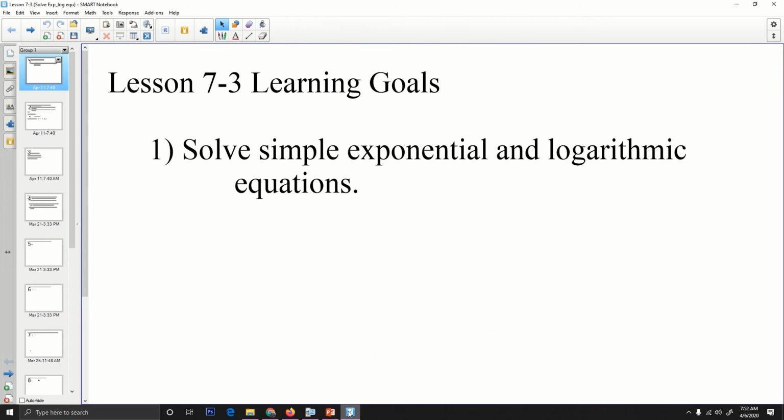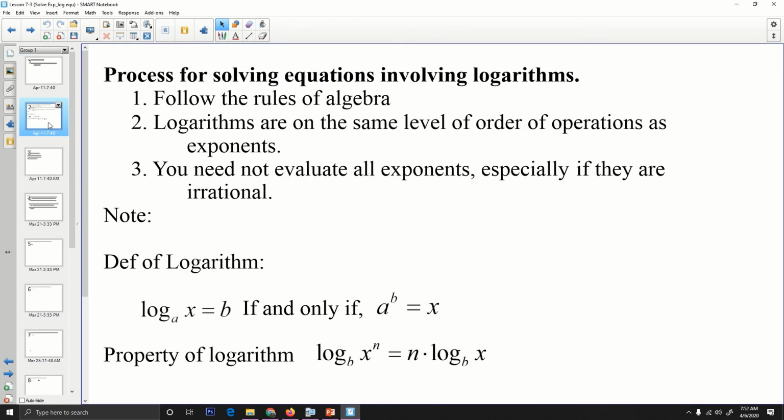So today we are going to solve simple exponential and logarithmic equations. Let's keep a few things in mind. There's going to be a process here, and that process is going to make sure that you follow the rules of algebra and logarithms. When you're doing your logarithms, they are on the same level of the order of operations as exponents, and that makes perfect sense because exponents and logarithms are inverse operations of each other.